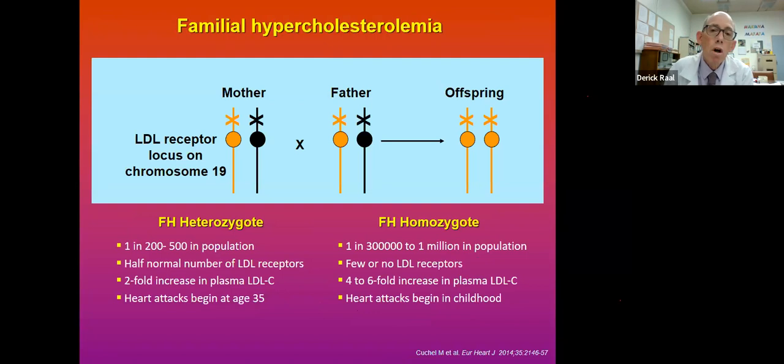It's an autosomal codominant condition. If inherited from one parent, you have what we call heterozygous familial hypercholesterolemia. Your LDL cholesterol level is about twice normal, and coronary artery disease usually begins in the 30s and 40s. The rarer form, homozygous familial hypercholesterolemia, is when you've inherited the condition from both parents. You have very few LDL receptors on the cell, your LDL cholesterol level is fourfold or even greater, and heart attacks begin in childhood. The youngest patient I've seen had a myocardial infarction at age 1.